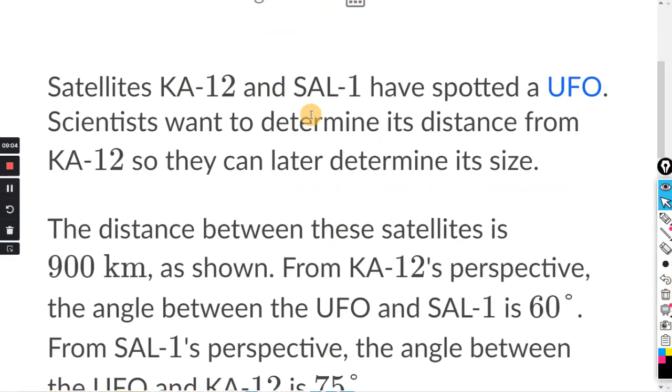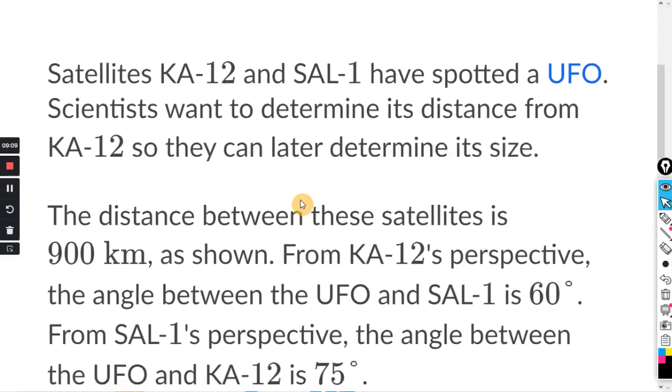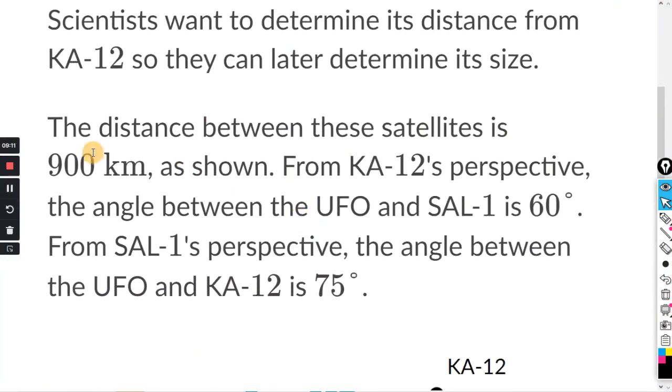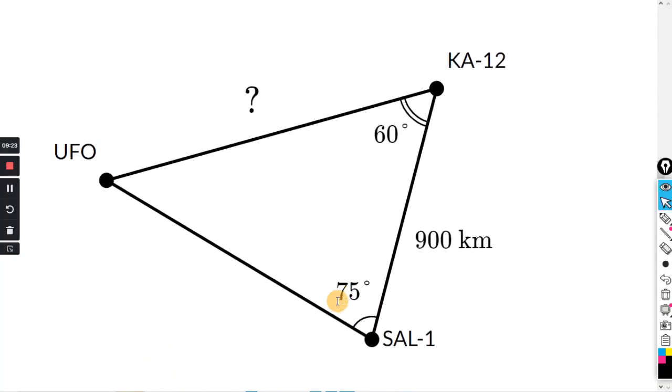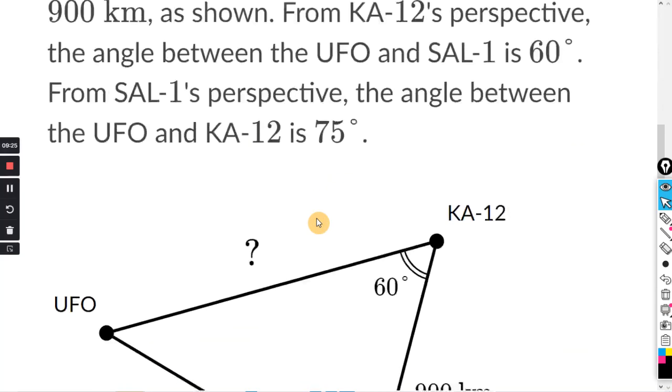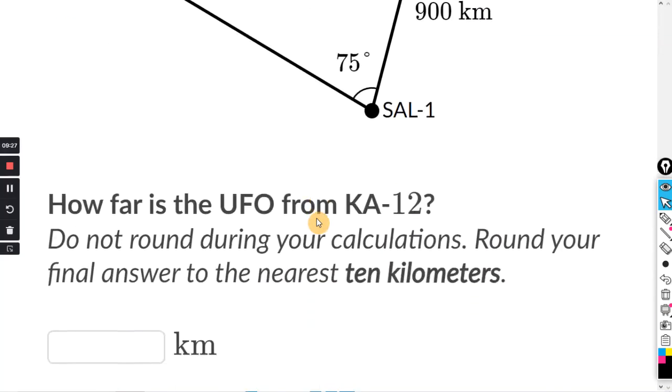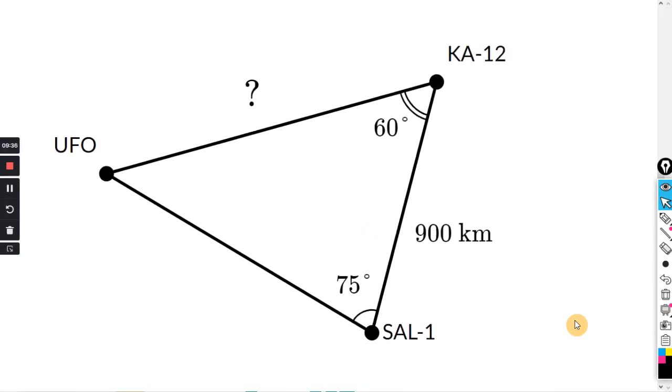All right, satellites have spotted a UFO. Scientists want to determine its distance so they can later determine size. The distance between the satellites is 900 kilometers. From one satellite's perspective, the angle is 60, and the other angle is 75. All right, so they give you the diagram. The write-up isn't that relevant, isn't that necessary. How far is the UFO from KA-12? Do not round. Round your final answer to the nearest 10 kilometers.